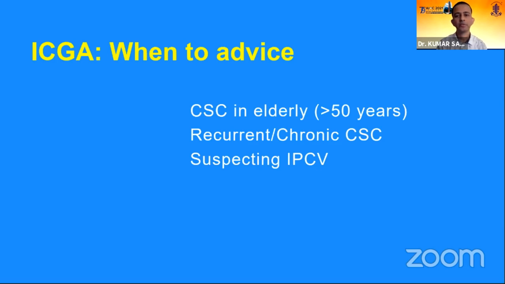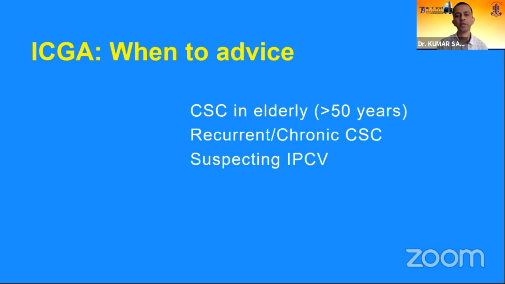If the patient has distorted vision with central serous chorioretinopathy and is elderly, beyond 50 years of age, then we know that CSC is uncommon in this age group, and we need to do an ICGA to rule out pachychoroid spectrum or to rule out IPCV. Similarly, if the patient has recurrent and chronic central serous retinopathy not responding to treatment for years, then we probably may like to do an ICGA to rule out other things.